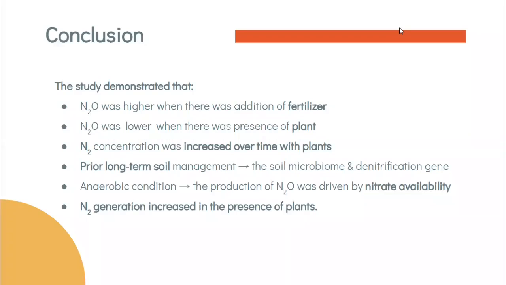In conclusion, the study demonstrated that the concentration of nitrous oxide was higher when there was addition of fertilizer, and otherwise, if there were plants present, the concentration was lower. The dinitrogen concentration increased over time with the plants. Prior long-term soil management influenced the soil microbiome and also the denitrification genes. In anaerobic condition, which is the experiment condition, the production of nitrous oxide was driven by nitrate availability, and also the nitrogen generation increased in the presence of plants.